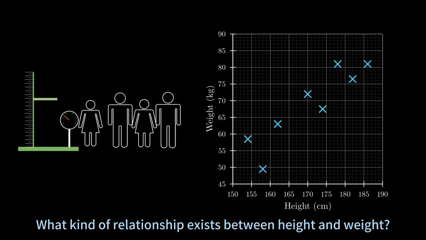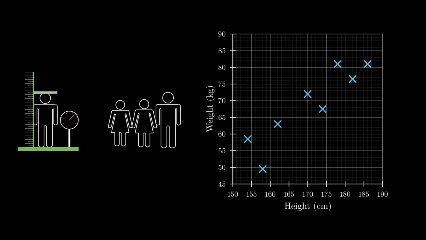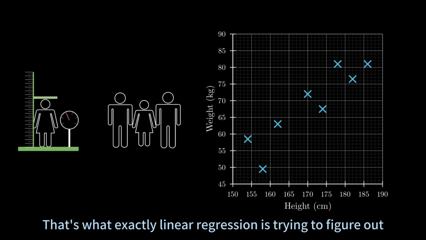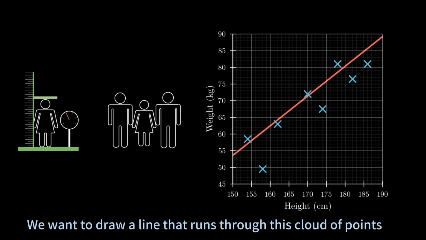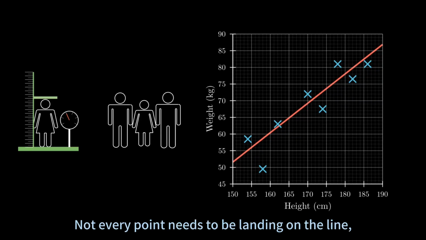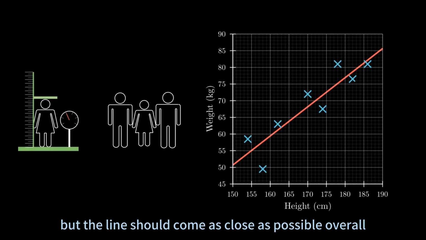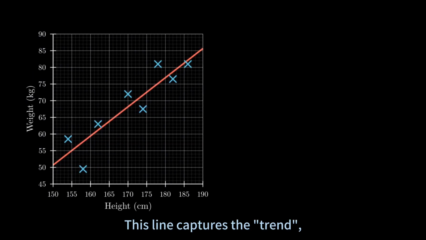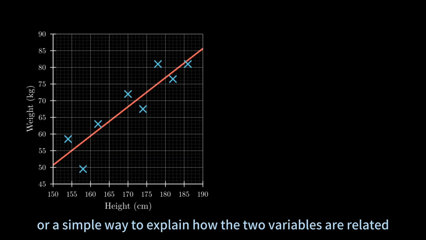What kind of relationship exists between height and weight? And can that relationship be simplified as just a straight line? That's exactly what linear regression is trying to figure out. We want to draw a line that runs through this cloud of points. Not every point needs to be landing on the line, but the line should come as close as possible overall. This line captures the trend, or a simple way to explain how the two variables are related.